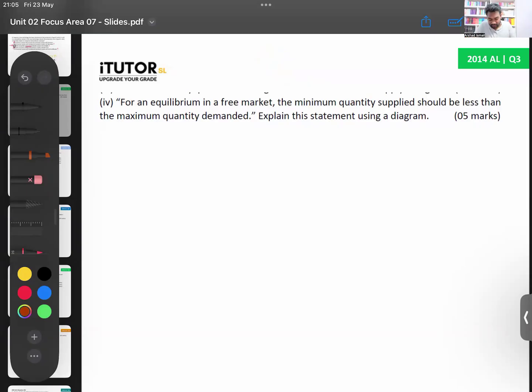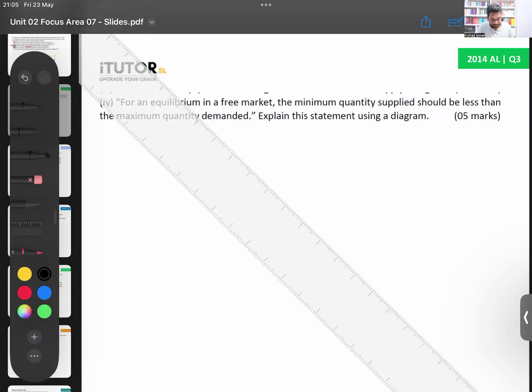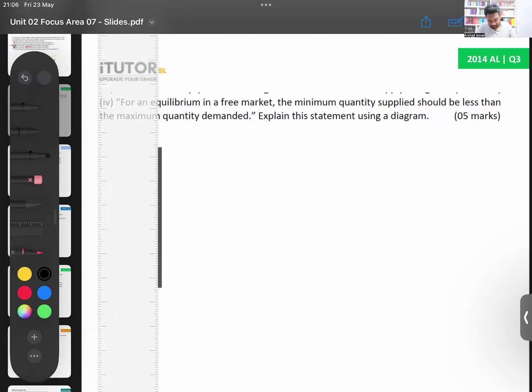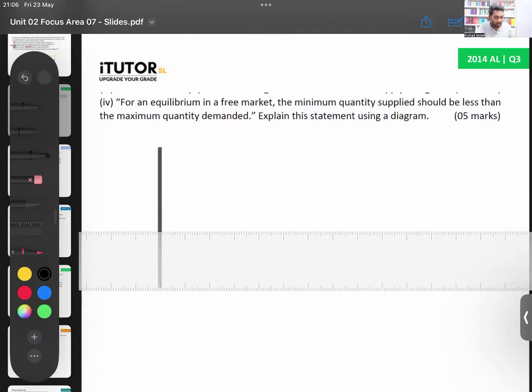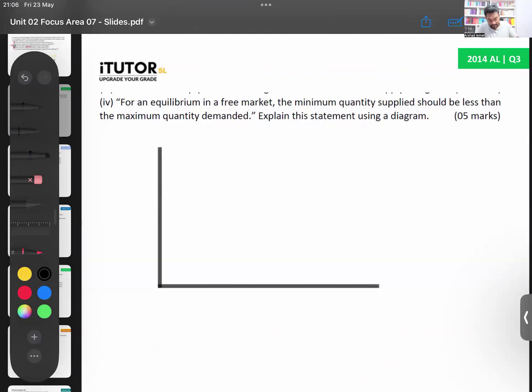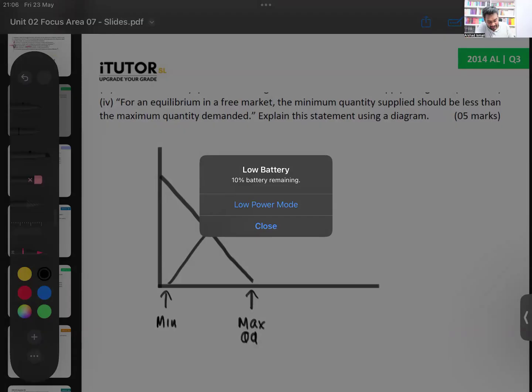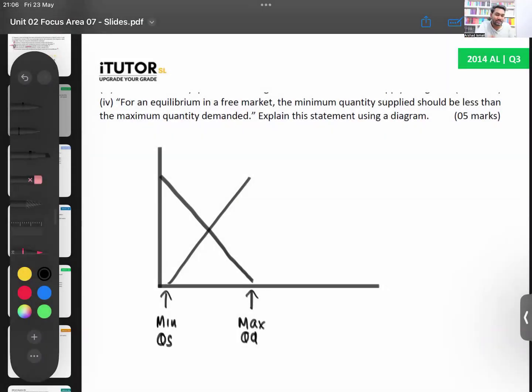Okay. Now, how does this work? If you are to draw a diagram. Now, for questions like this, for a proper diagram itself, they'll give you around 2 marks out of the 5. Okay. Now, this is your demand curve. This thing is what we call the maximum quantity demanded. When the price is 0, how much is the QD? Then you have the minimum quantity supplied. So if you draw your supply curve, this is what you call your minimum quantity supplied. That is, when the price is 0, how many units will they supply?